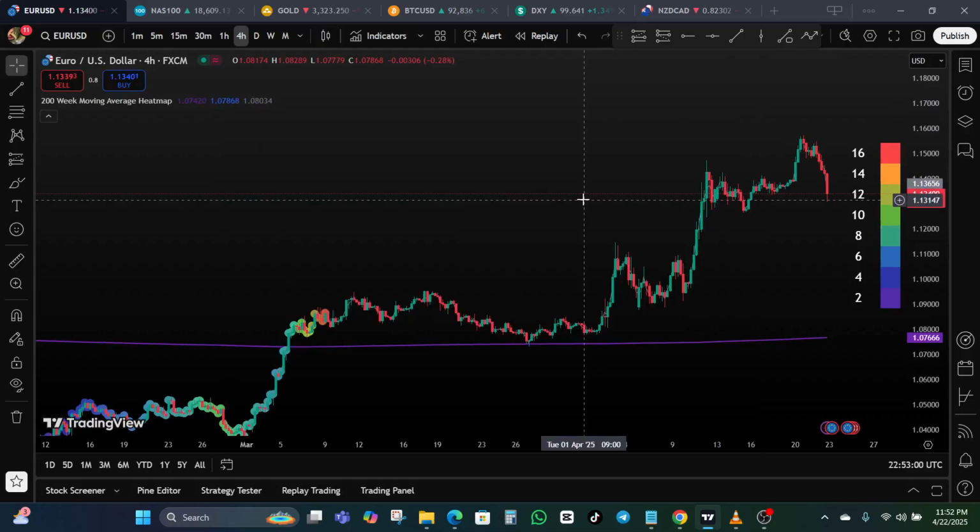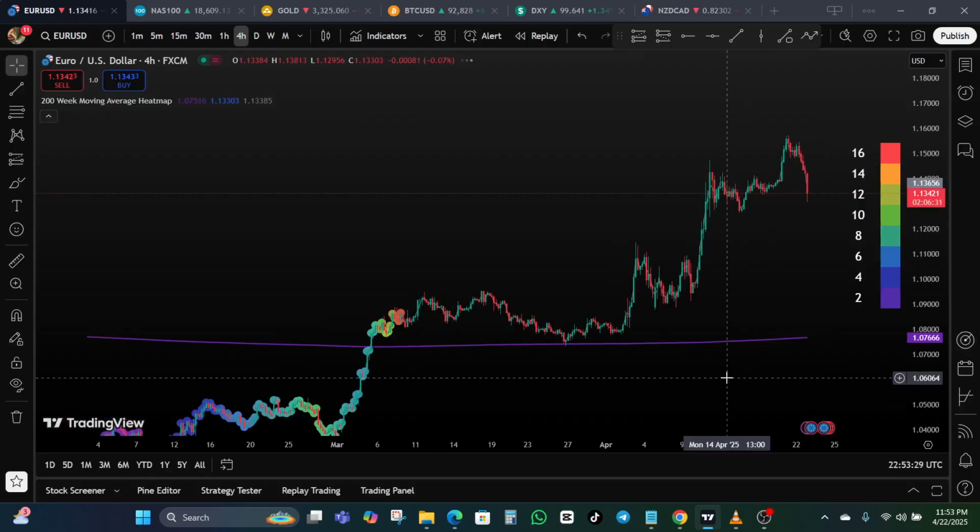So if you've never used it before or only seen it in crypto cycles or whatever other cycles, buckle up. This tool can totally change the way you look at long-term price action, and trust me, you would want this one in your toolbox. All right, so what exactly is the 200-week moving average heat map?